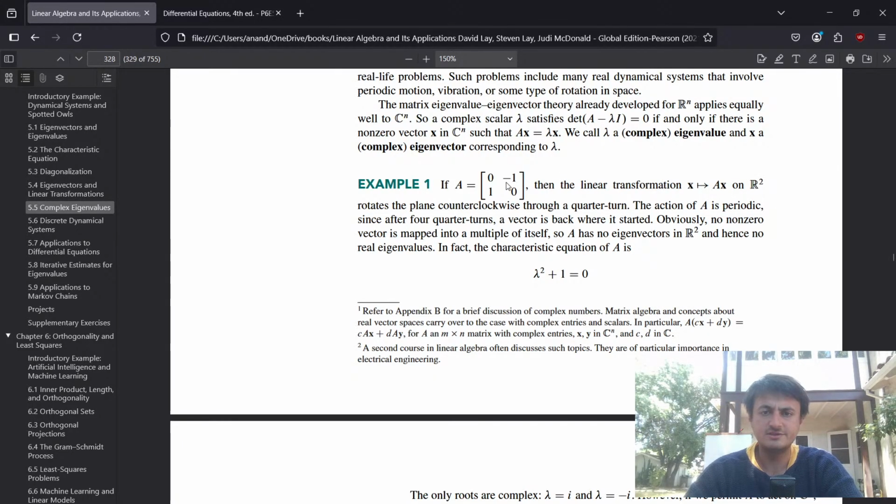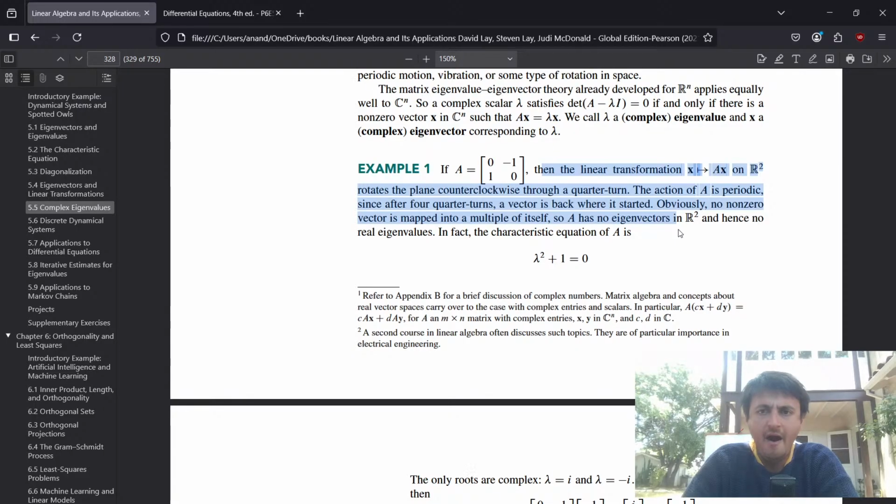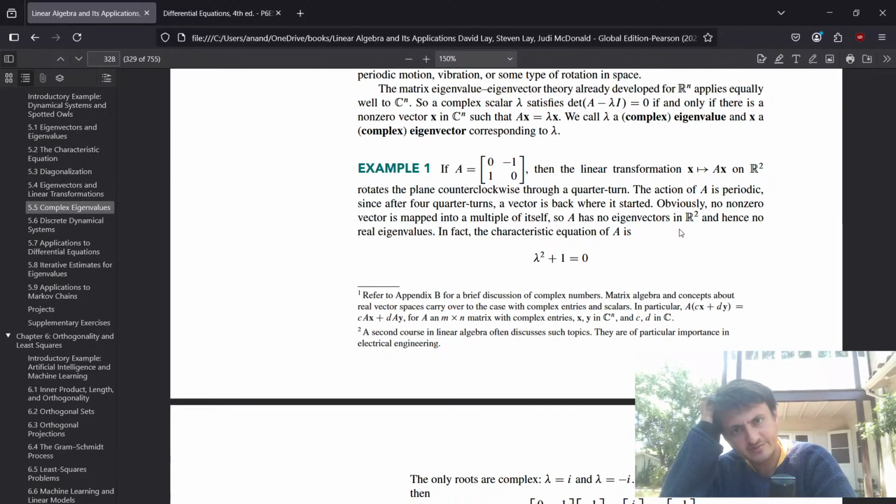If A is the matrix with rows 0, minus 1 and 1, 0, then the linear transformation x maps to Ax on R2 rotates the plane counterclockwise through a quarter turn. The action of A is periodic since after 4 quarter turns, the vector is back where it started. Obviously, no non-zero vector is mapped into a multiple of itself.